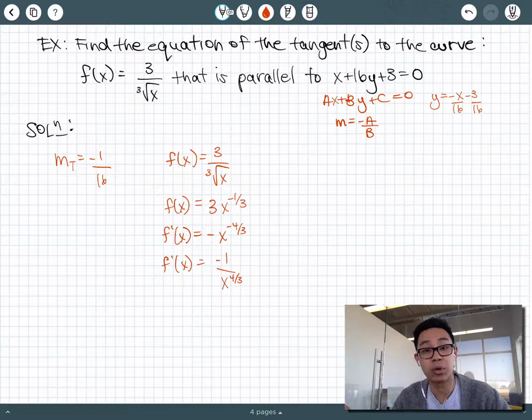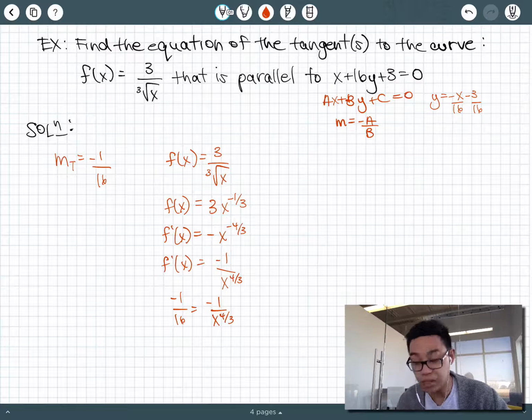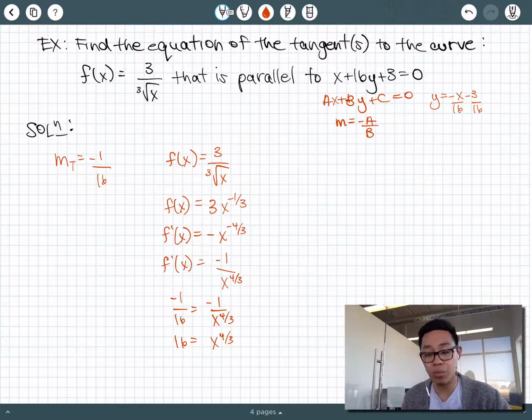So the point of doing that is I don't have an x value, but I do know that f prime at x, which stands for the slope of my tangent, is negative 1 over 16. So I can sub that in here. I can divide by negative 1 and flip both sides to get 16 is equal to x to the 4 over 3. To get rid of the over 3, or the exponent of 1/3 there, I can cube the other side. To get rid of the fourth, I can fourth root.